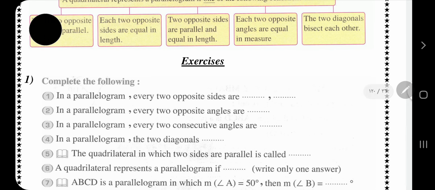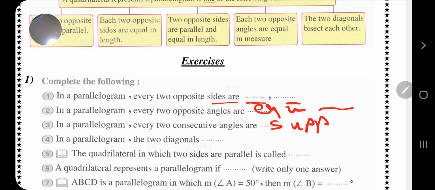Let's answer together. First question: in a parallelogram, every two opposite sides are equal in length and parallel. In a parallelogram, every two opposite angles are equal in measure. In a parallelogram, every two consecutive angles are supplementary. In a parallelogram, the two diagonals bisect each other. The quadrilateral in which two sides are parallel is called a trapezium. A quadrilateral represents a parallelogram.